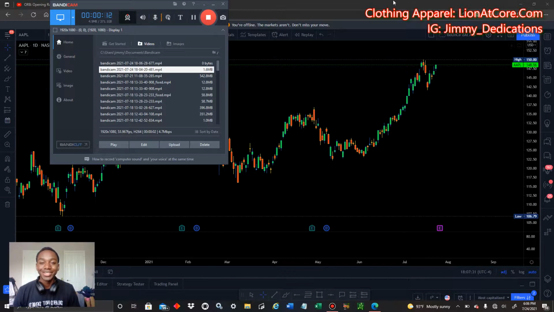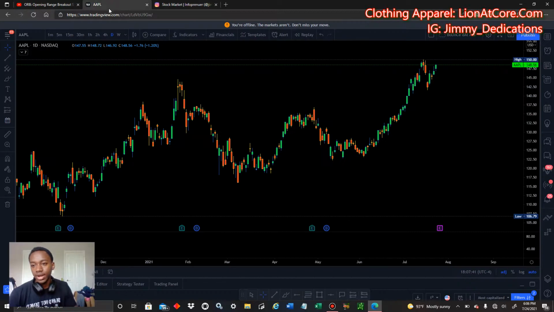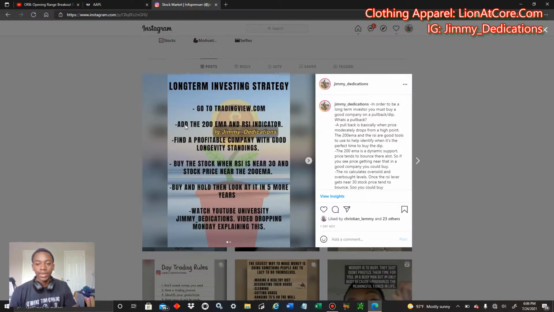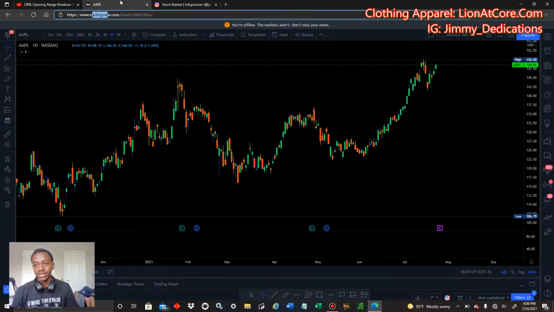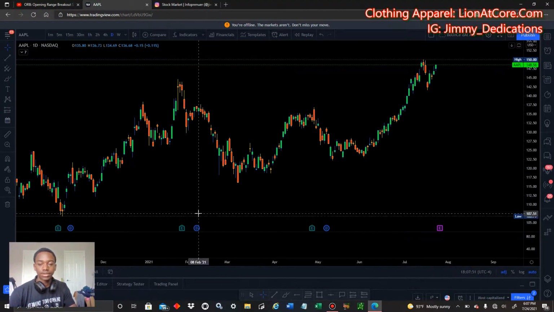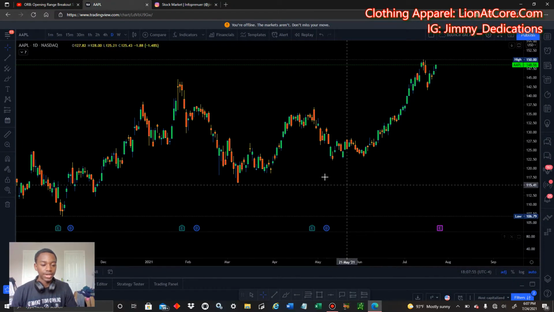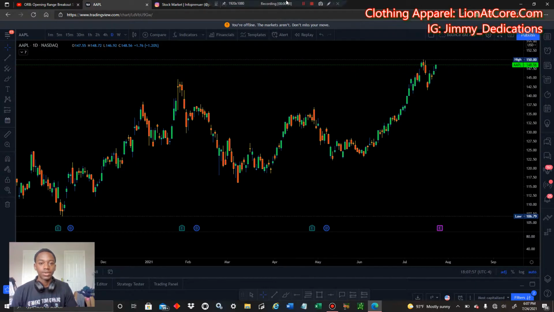So what we finna go over today is my Instagram post. My Instagram post talks about a long-term investing strategy, which is very, very simple. So the first thing we're gonna do is go to TradingView, tradingview.com, which we already did. We're gonna add the 200 EMA and the RSI indicator. It's easier to do it on a desktop, unless y'all want to do it on y'all phone. Y'all can do it on y'all phone. It's the same concept.